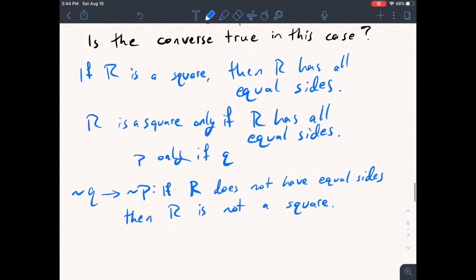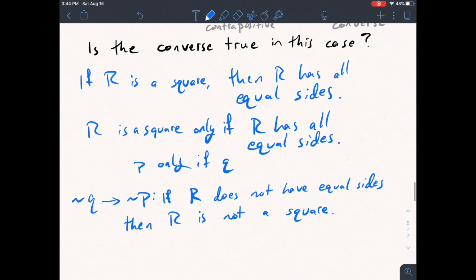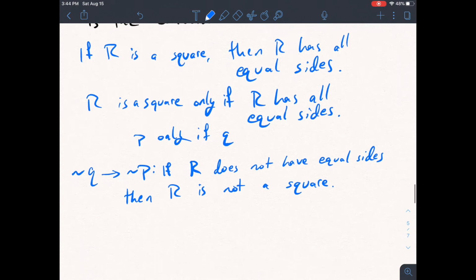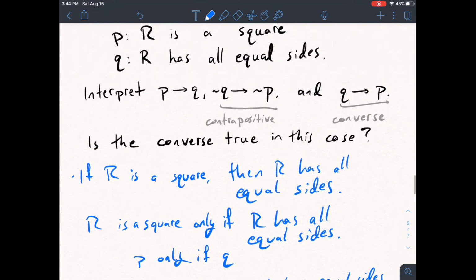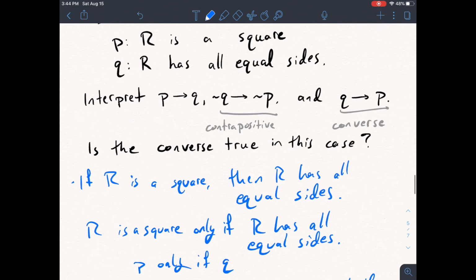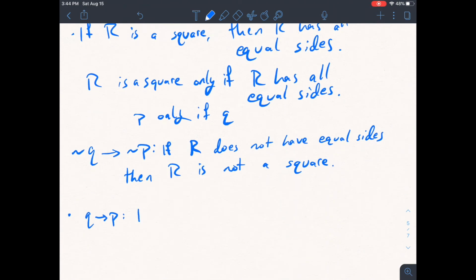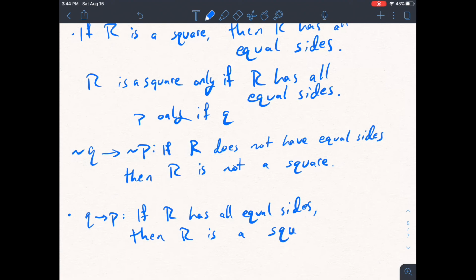Let's do the converse now, which doesn't always have to be true, and then we can examine whether or not that's actually true in this case. So the converse will be Q implies P. Q says R has all equal sides, P says R is a square. So if R has all equal sides, then R is a square. So is this true?